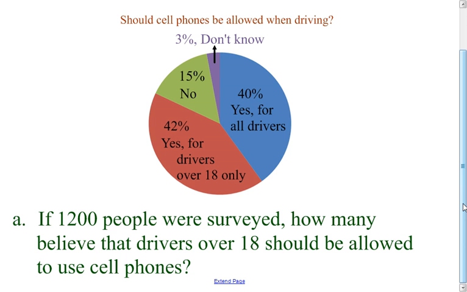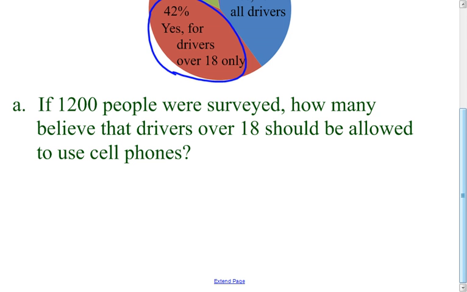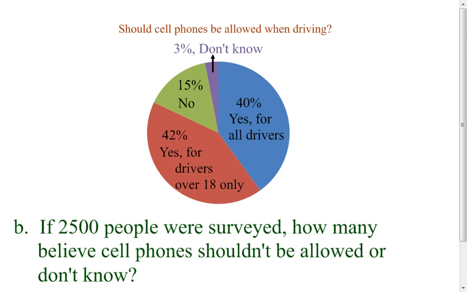So, in the first question, it says if 1,200 people were surveyed, how many would believe that drivers over 18 should be allowed to use cell phones? So, drivers over 18 would be these people right here, which is 42% of however many people were surveyed. So, if 1,200 people were surveyed, then I need to take 42% of 1,200. And remember that to take 42% of 1,200, you just take 1,200 times 0.42, and you will get 504 people would believe that drivers over 18 should use their cell phones.